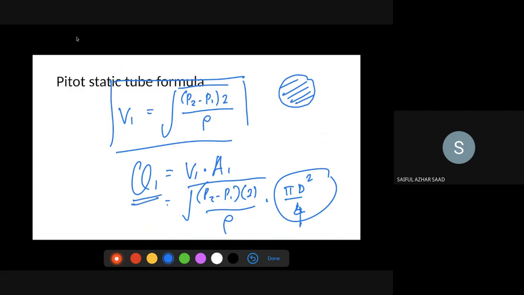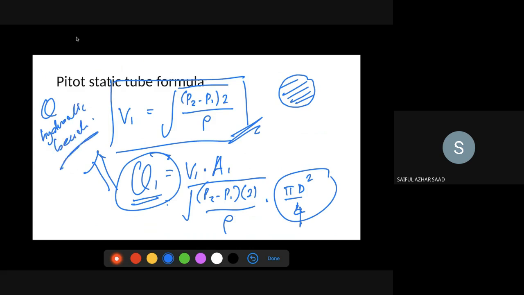So basically this flow rate I obtain from the calculation over here, I need to compare with the flow rate which I obtained from the hydraulic bench. So let's say my flow rate calculated by using the formula for the Pitot tube is different from the hydraulic bench. So basically that's the purpose of the discussion. Basically we can discuss why there's a difference between using the formula over here and using the hydraulic bench.